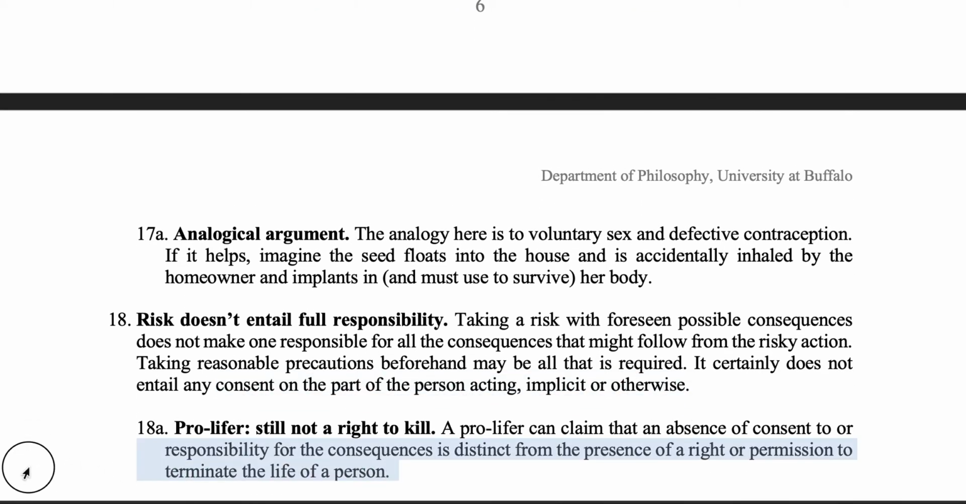And now the pro-lifer at this point might say, well, the absence of consent for the consequences, or the absence of responsibility for the consequences, is different from the presence of a right or permission to terminate the life. Okay, so just because you don't consent to the baby being formed in your body and using your body, the pro-lifer's like, okay, look, fine, just knowingly engaging in this activity, knowing the risk voluntarily, that doesn't mean you're fully responsible, but they'll say, yeah, but you still don't have a right to kill it. Just because you're not fully responsible for it doesn't mean you have the right to kill it. Because that's distinct from the presence of a right or permission to terminate its life. Not having consented to the fetus being there is different from having a right to kill it.